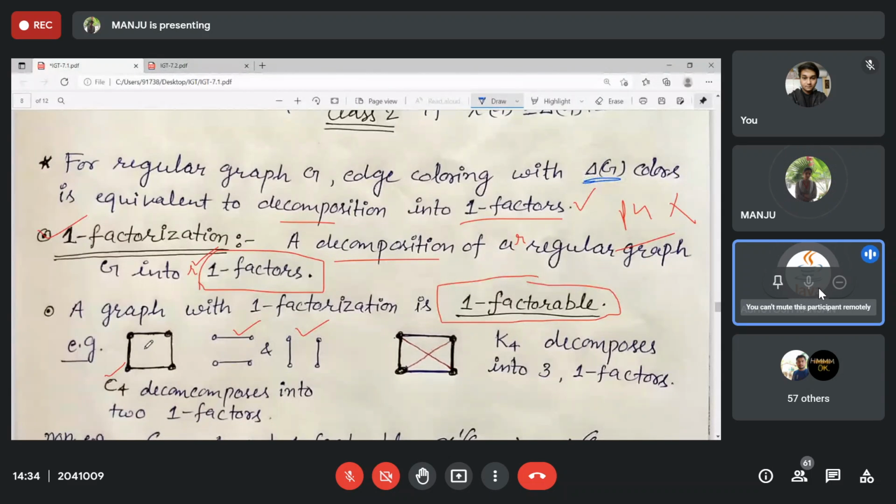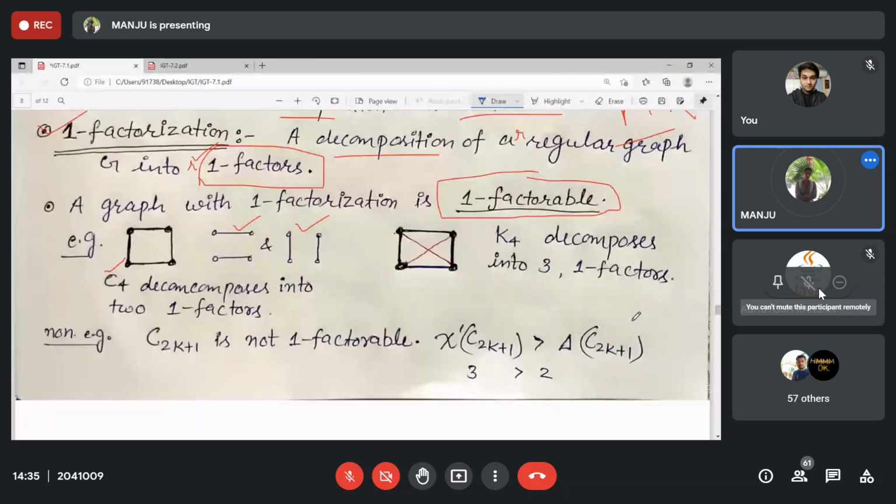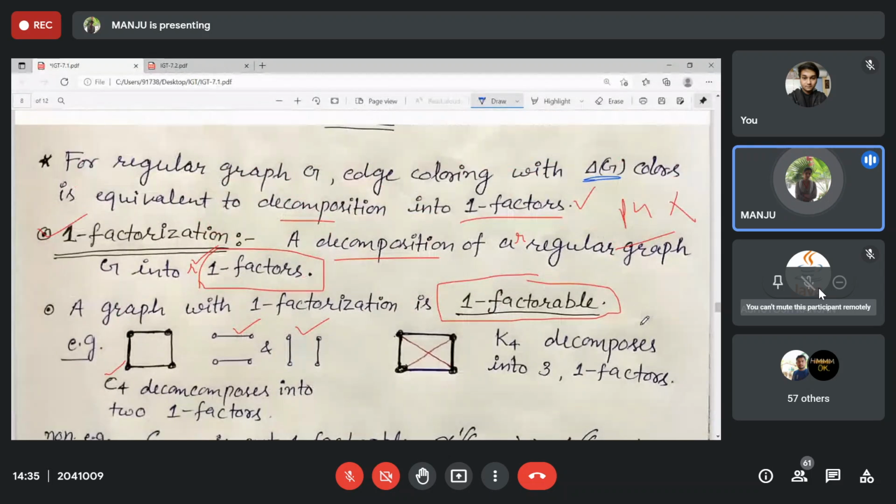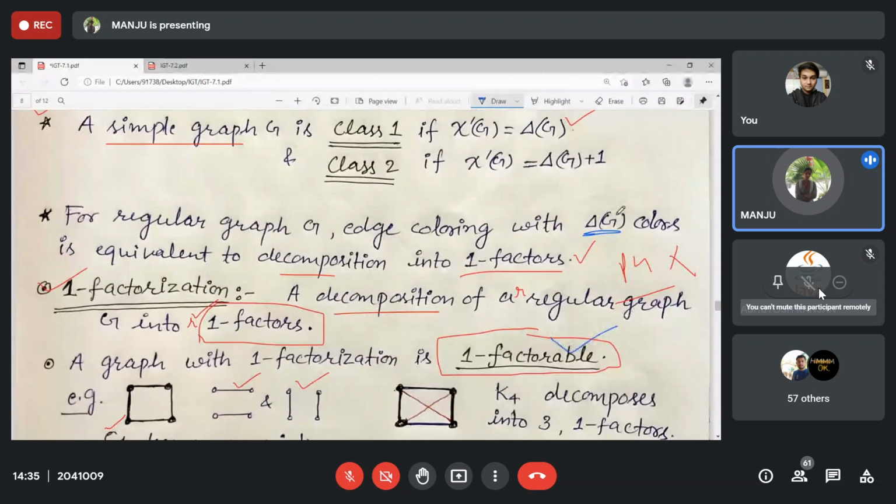Means if a graph is given that it is R regular and one factorization exists, then we can say the chromatic index will be exactly equal to this R, the degree. Okay? But if it is not given as one factorizable, then you can't say. Okay? Yes.